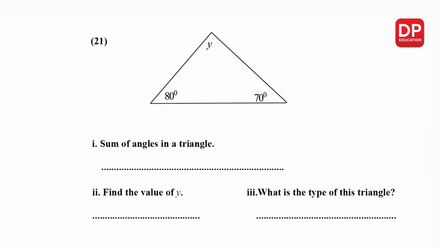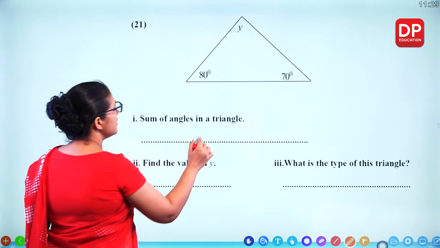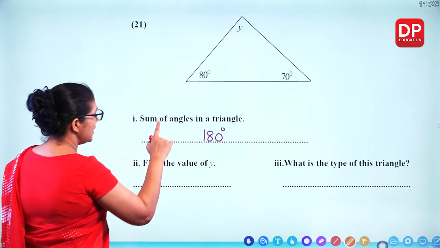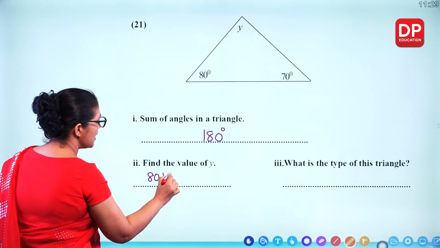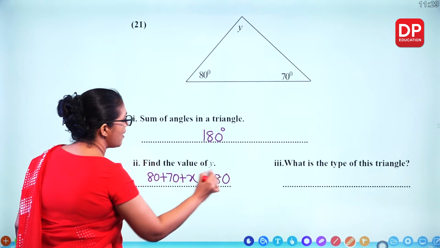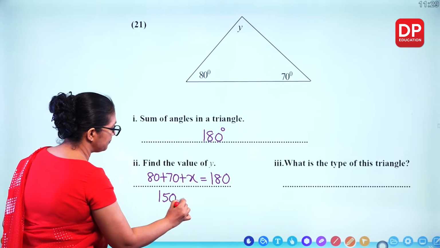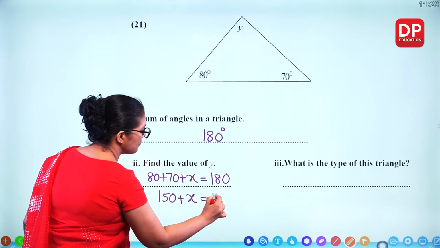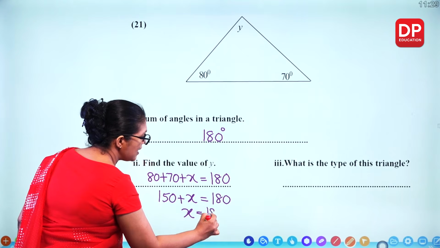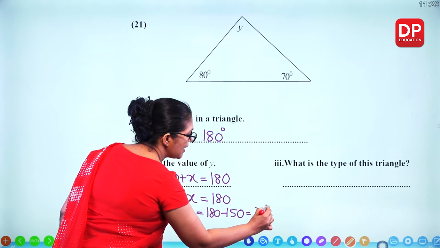Look at this triangle, 80, 70. What's the sum of angles in a triangle? That's 180. Find the value of y. 80 plus 70 plus x is equal to 180. 70 plus 80, that's 150. Now subtract 150, you get 180 minus 150, that's 30 degrees.